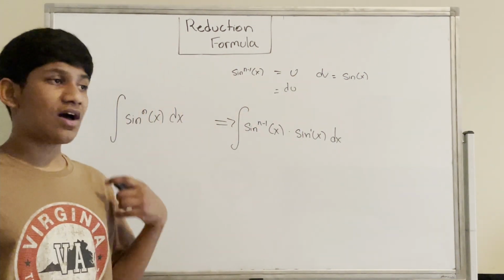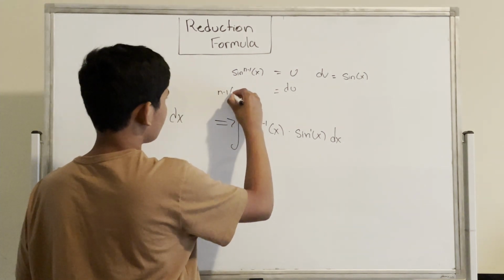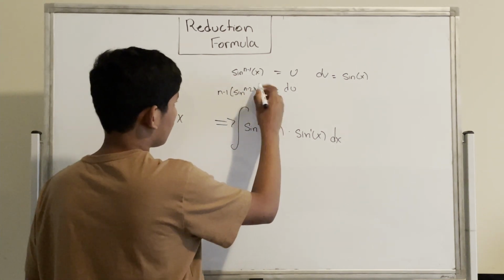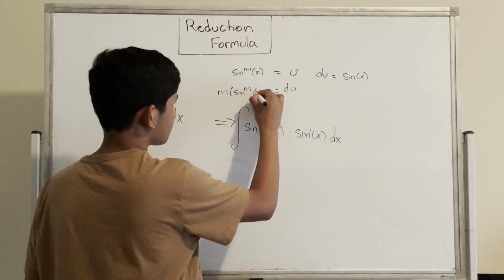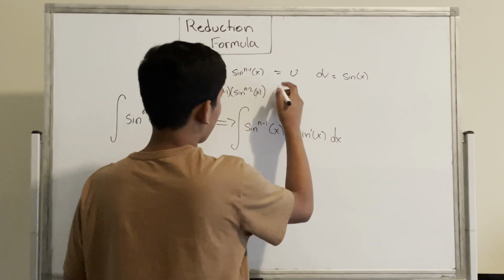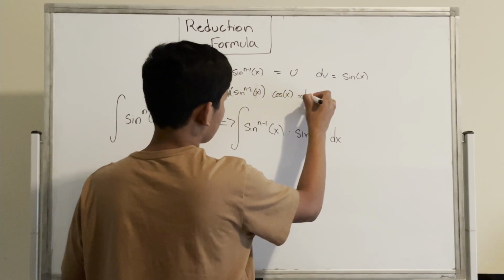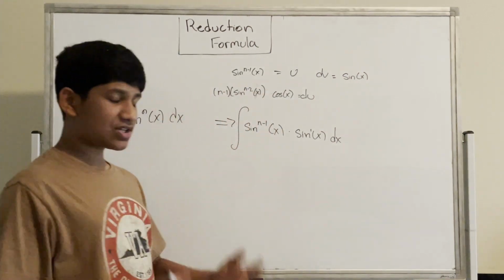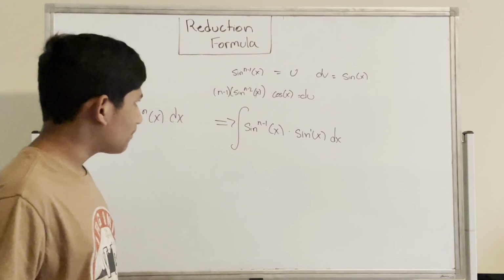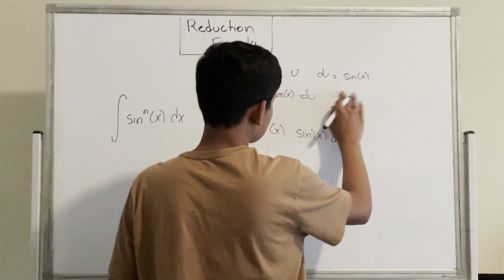By using the laws of differentiation, we just have n minus 1 times sine n minus 2 of x, multiplied by cosine x, because essentially the derivative of sine x is equal to cosine x. Okay, now that we've got that, we have to find v. To do that, we have to integrate this.